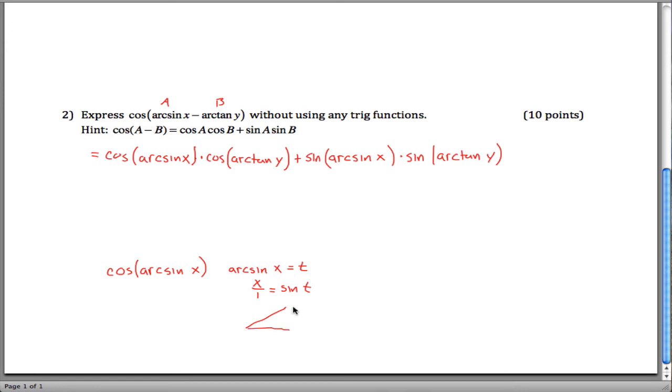That means if I draw this right triangle and put T down here, sine is opposite over hypotenuse, so this has got to be an X and this has got to be a 1. And this thing right here that I could solve for, I've used a lot of letters, maybe I'll call it C. I know that C squared plus X squared has got to be 1 squared, which is 1. So C squared is 1 minus X squared, and C is the square root of 1 minus X squared.